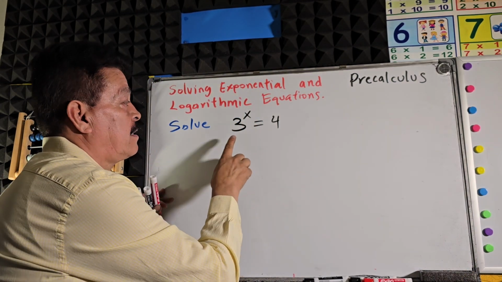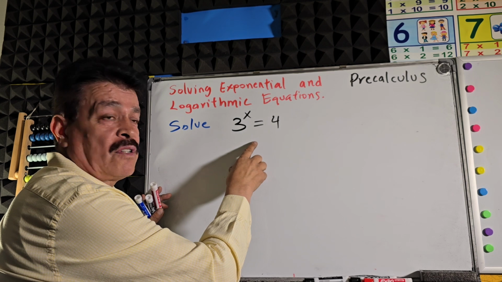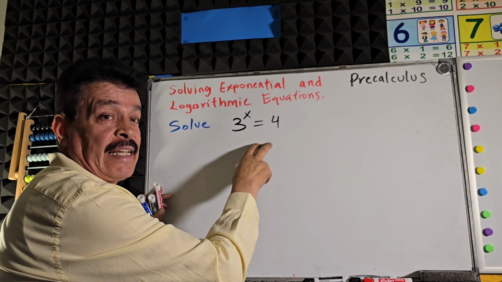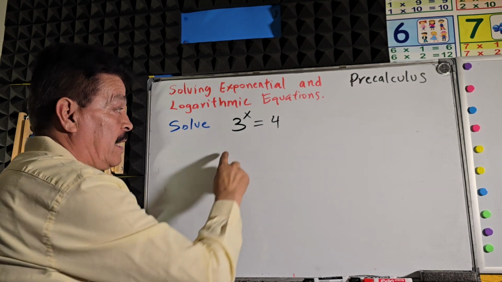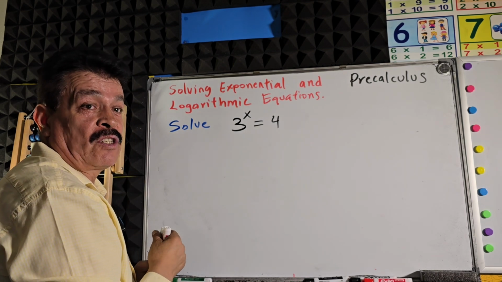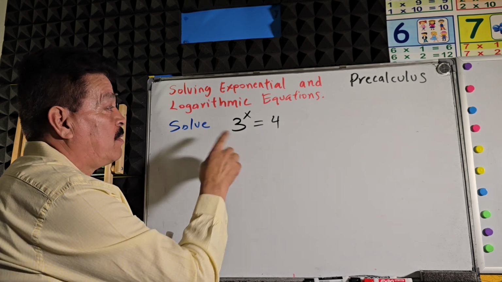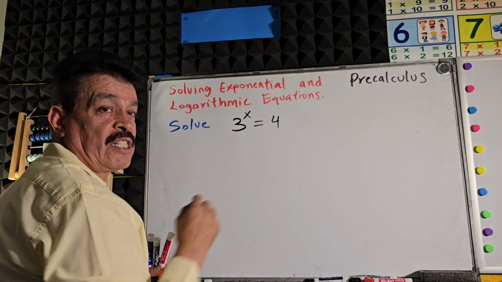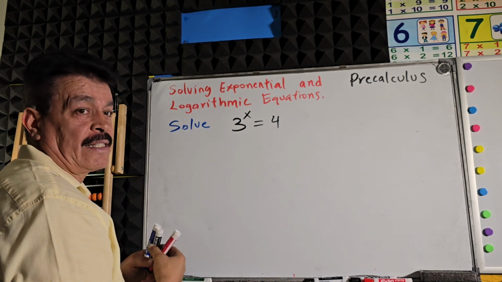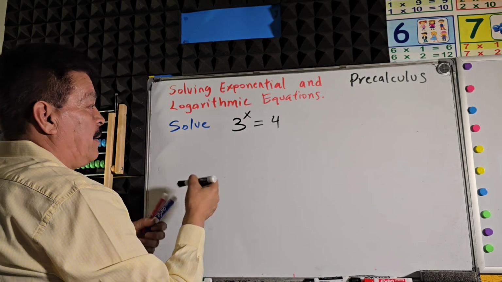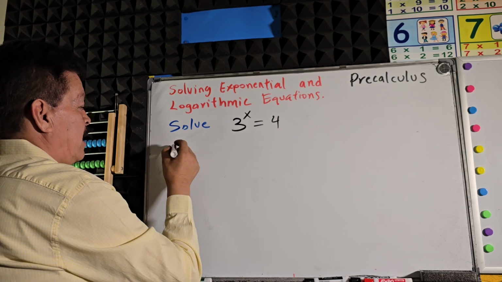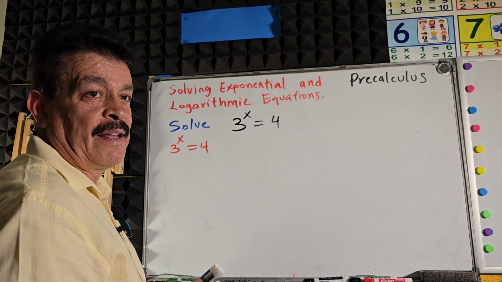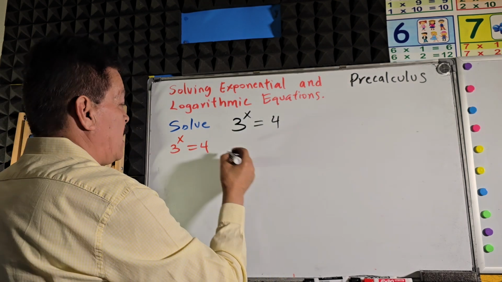So notice here we have 3 and 4, which cannot be easily written in terms of the same base, right? See right here. So we have to take the common logarithm. Remember the last rule? We have to take the common logarithm in both sides and solve for x. So let's start: 3 to the x power equals 4. Take the common logarithms on both sides here.